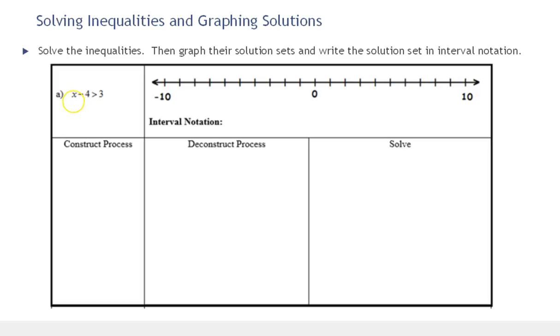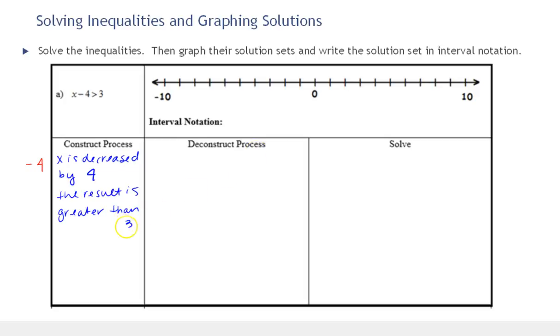So first, we'll write our construct process. So we have x is decreased by 4. And the result is greater than 3. So that's a pretty short construct process. Okay. So here we have decreased by 4, and the result is greater than 3. So now that was our construction process. Now we want to deconstruct that process.